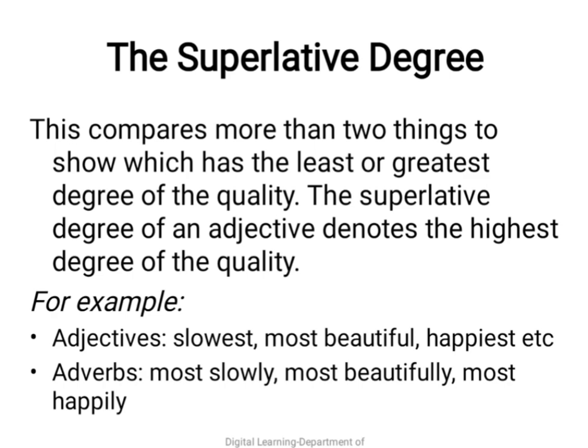Whereas what happens in the superlative degree is that in this degree, more than 2 things are compared to show which has the least or greatest degree of the quality. The superlative degree of an adjective denotes the highest degree of the quality. For example, slowest, most beautiful, happiest, tallest, most dangerous, and so on. Adverbs most slowly, most beautifully, most happily.